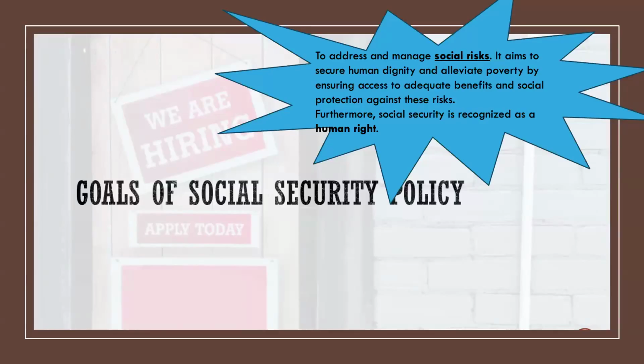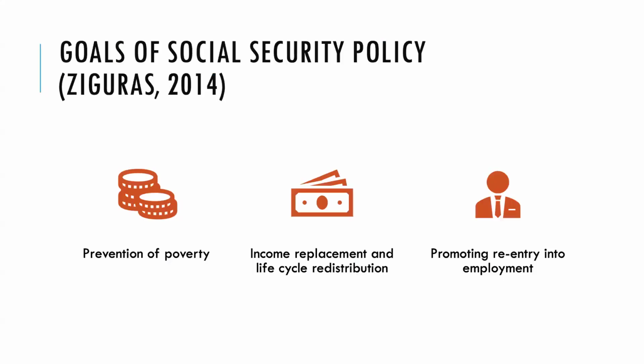in supporting citizens. So the other goals of social security are things like prevention of poverty, and that's so true if we want to consider poverty as a risk, but also other risks such as income replacement and life cycle redistribution, and even promoting reentry into employment among people who are affected by conditions that might lead to unemployment. All these are core goals of social security.